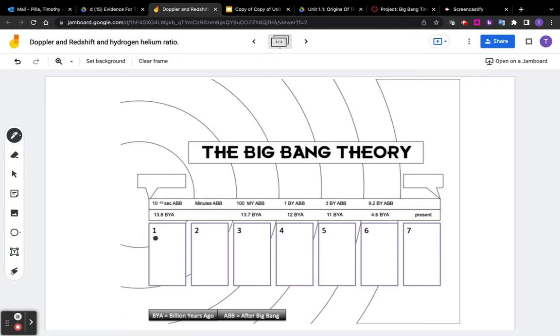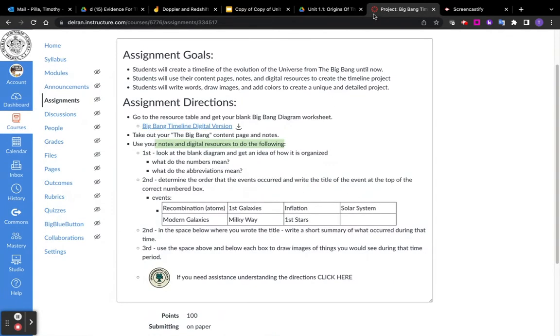So look at your notes and the content page, and think about what happened after the Big Bang that long ago. This is 13.7 billion years ago, 12 billion years ago, 11 billion years ago, 4.6 billion years ago, the present. ABB means after the Big Bang. So this is 10 to the negative 43rd seconds after the Big Bang. This bottom timeline is showing you how long ago it was. This top timeline is showing you how long it was since the singularity, since the Big Bang happened, okay?